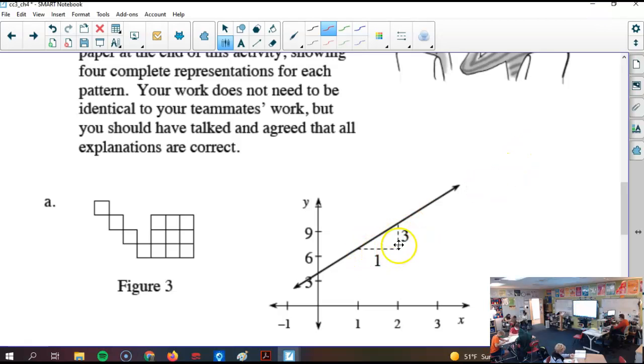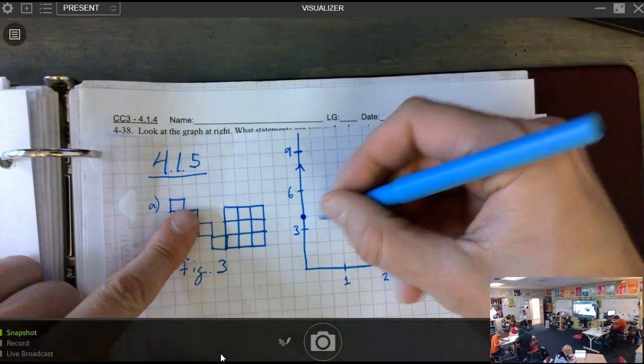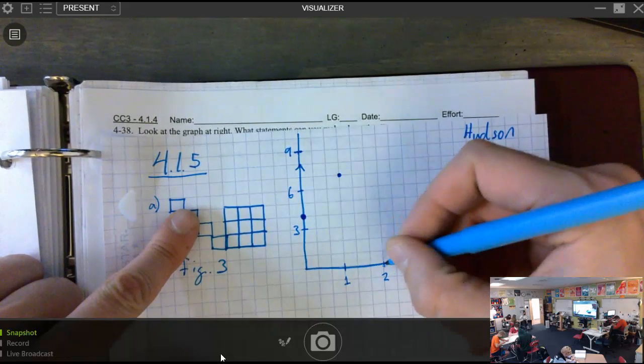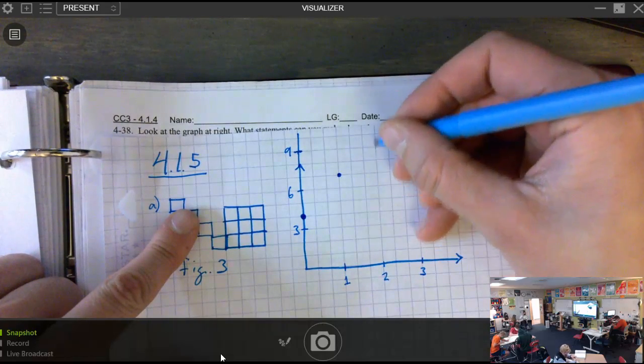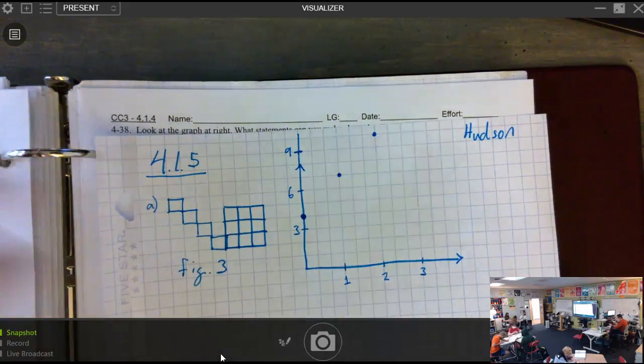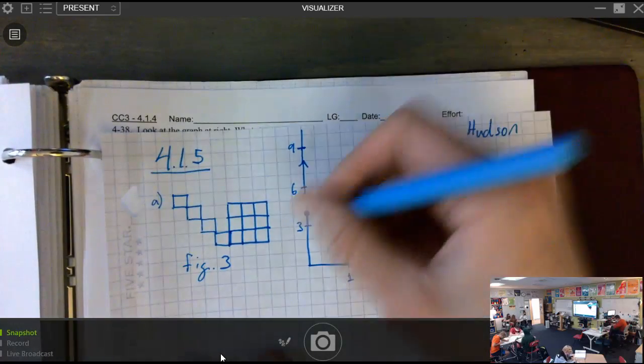And the triangle shows us when x goes up by 1, y goes up by 3. So when x goes up by 1, y goes up by 3. And once I'm off the graph, I'm off the graph, right? That's as much as I can show.